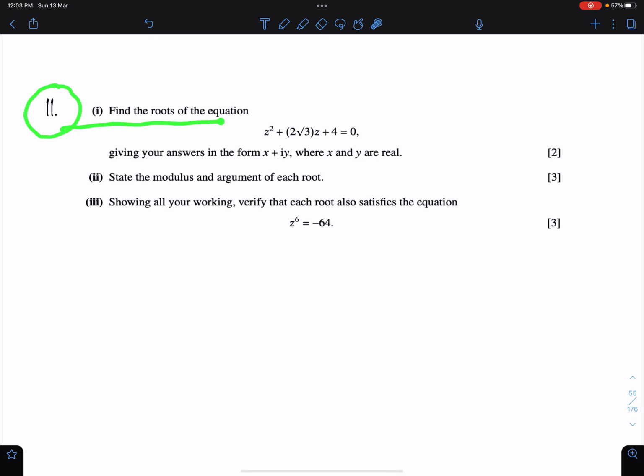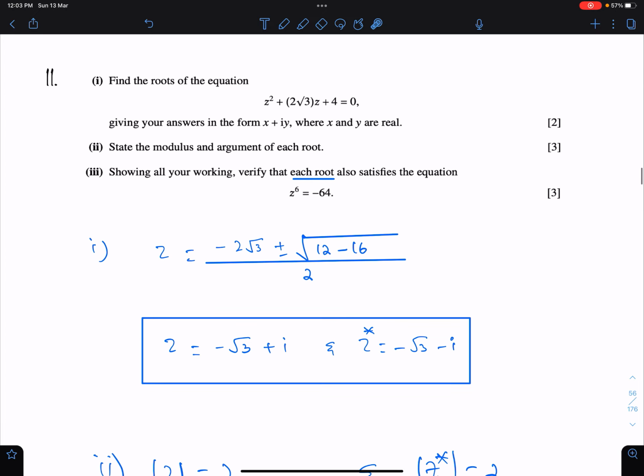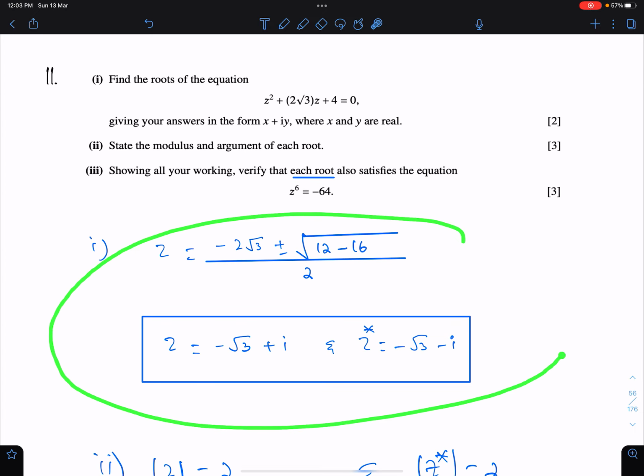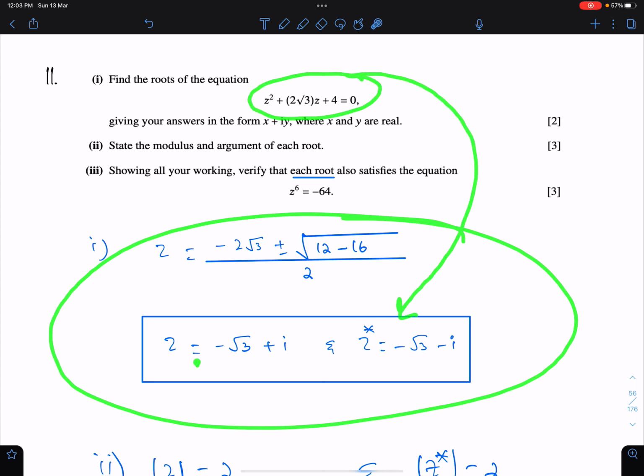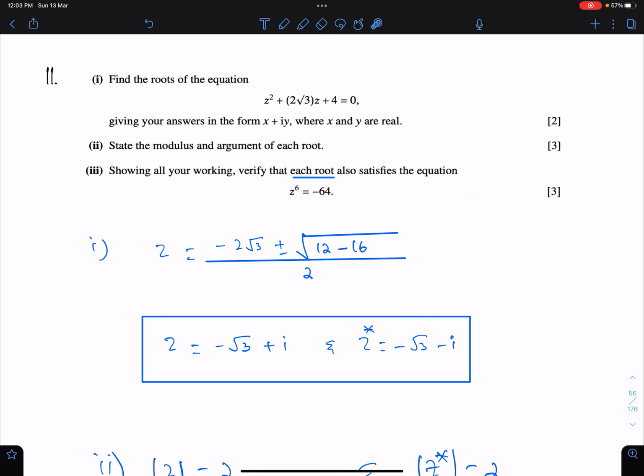Question 11 part 1. Find the roots of this quadratic equation. This is a quadratic equation with real coefficients. Therefore, the roots of this equation will be conjugate. Here is the solution. By using quadratic formula onto this equation, we have these two answers. And both the answers are conjugate.